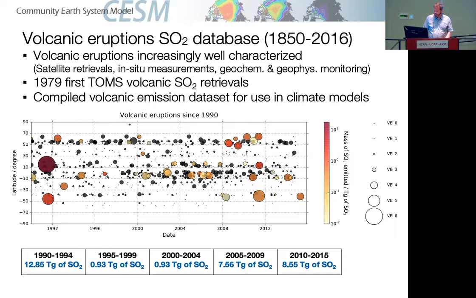And this is a visualization showing the energy and the amount of SO2 as the color of the different circles of these volcanic eruptions, with latitude on the vertical axis and time on the horizontal. So this big dark one in 1991 is Mount Pinatubo, and we have a lot of medium and small eruptions happening since the year 2005, which are also important.